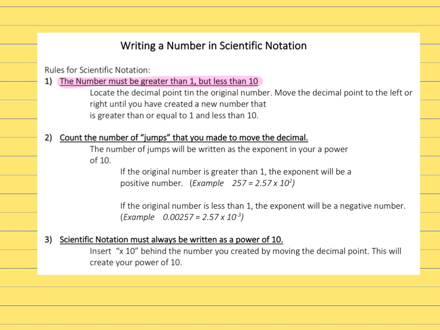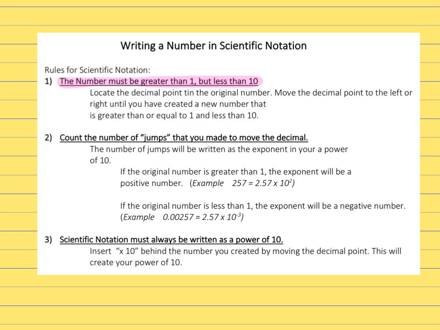So while you're doing that, you're going to locate the decimal point in the original number. If there's no decimal point in the number, it's at the end. Once you know where that decimal is, then you're going to move the decimal point either to the left or the right, whichever way you need to, so that you can create the new number that is greater than 1, less than 10.